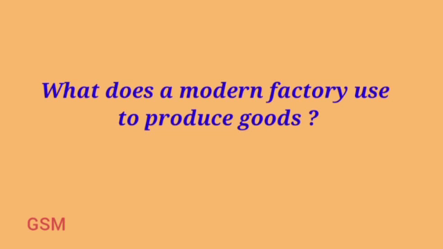Students, I am asking one question, so listen carefully. What does a modern factory use to produce goods? Did you know, students? Yes, a modern factory uses machines to produce goods in contrast to traditional industries where the goods are produced by hand.